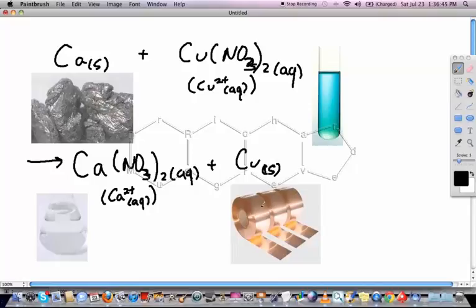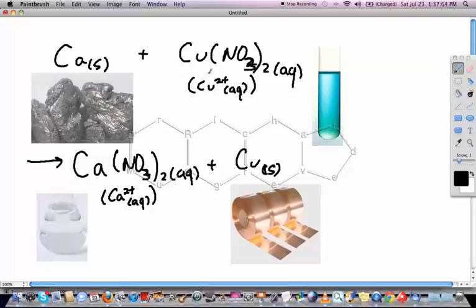Alright, so what's happening here is that the calcium solid is turning into calcium nitrate. In other words, the calcium is being oxidized from calcium with a charge of 0 to calcium with a charge of 2+. You can look at oxidation as being an increase in charge. So calcium 0 going to calcium 2+, that's oxidation.